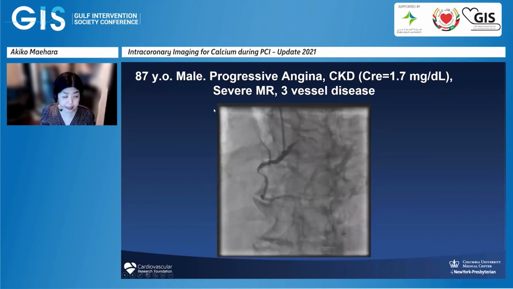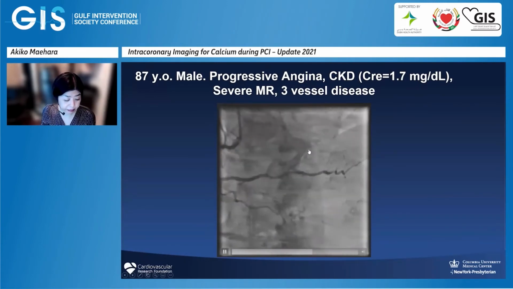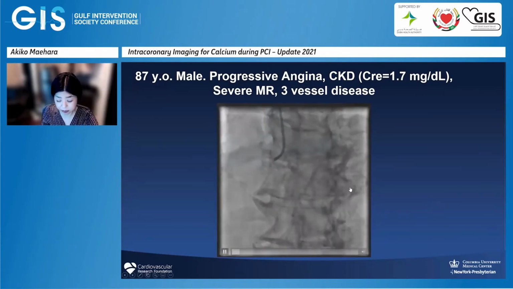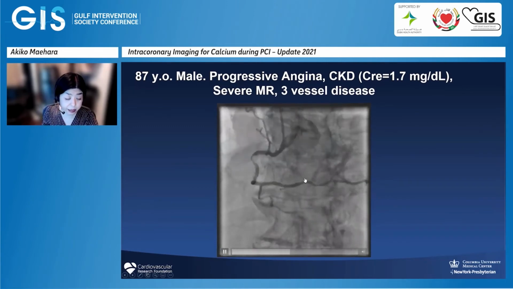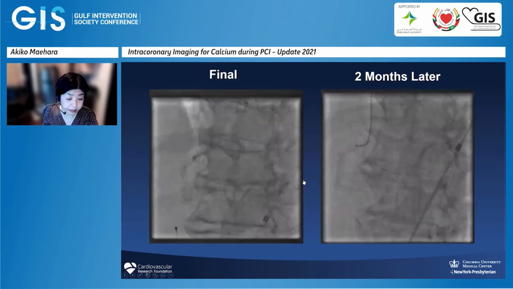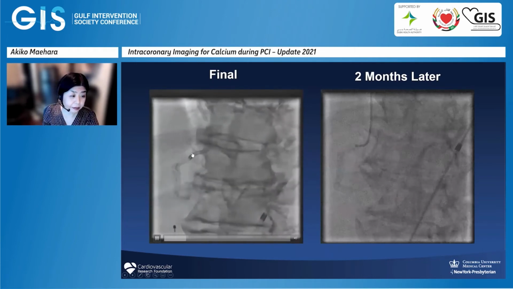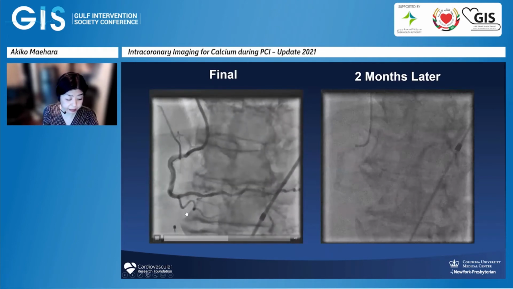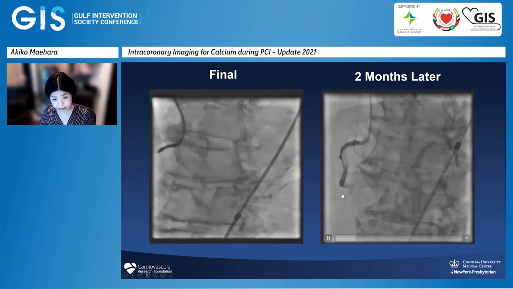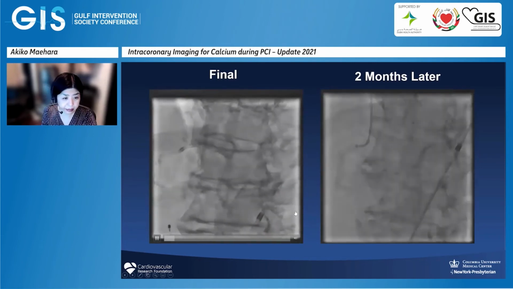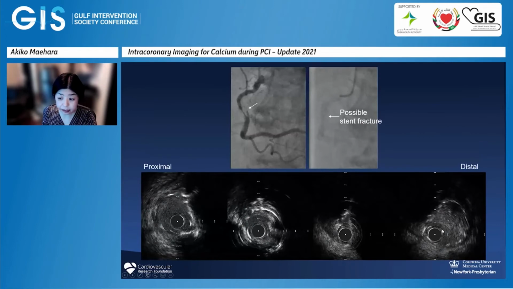Let me show one case. This is an 87-year-old male with progressive angina, severe MR, three-vessel disease, and a severe lesion in the mid-right coronary artery. After the rotablator and stent, we see nice stent expansion. But 2 months later, the patient came back, and we performed IVUS. In the very distal segment, we see thrombus. However, this is important: inside the stent, there is a calcified nodule. That's really only 2 months after the stent implantation.